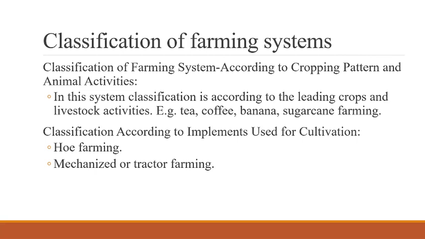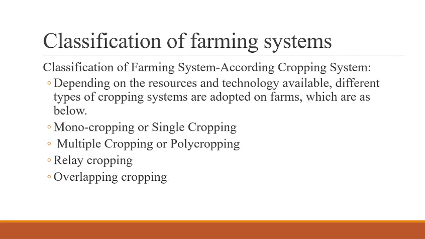Lastly, farming systems can be classified according to the cropping system. Depending on the resources and technology available, different types of cropping systems are adopted on farms. These cropping systems include monocropping or single cropping, multiple cropping or polycropping, relay cropping, overlapping cropping, and many more. Here you can read about these cropping systems on your own.